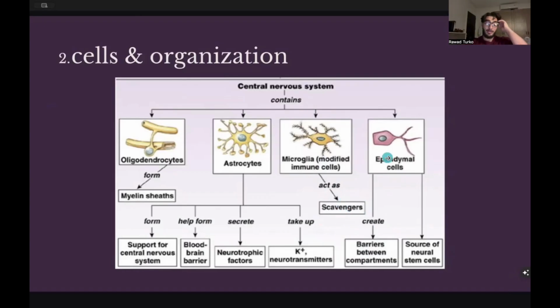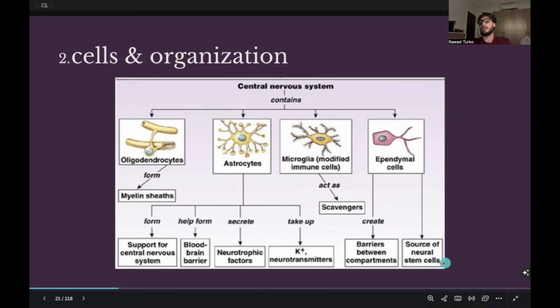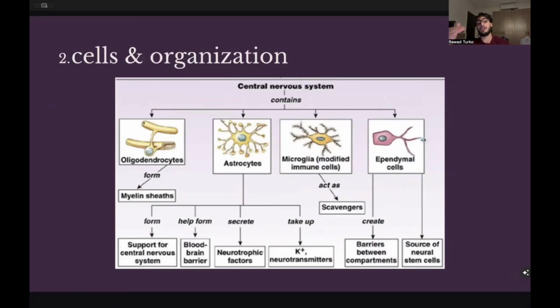We have the ependymal cells, which do a couple different things. First of all, they create barriers between compartments, and they're a source of neural stem cells. Also, the ependymal cells in the walls of the ventricles can also produce CSF or cerebrospinal fluid. Now finally, I left astrocytes to the end because it's the most important one. They have a couple different functions.